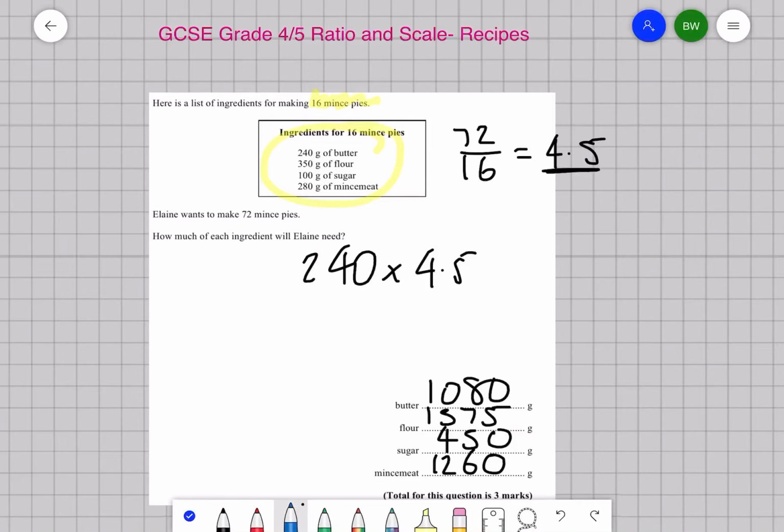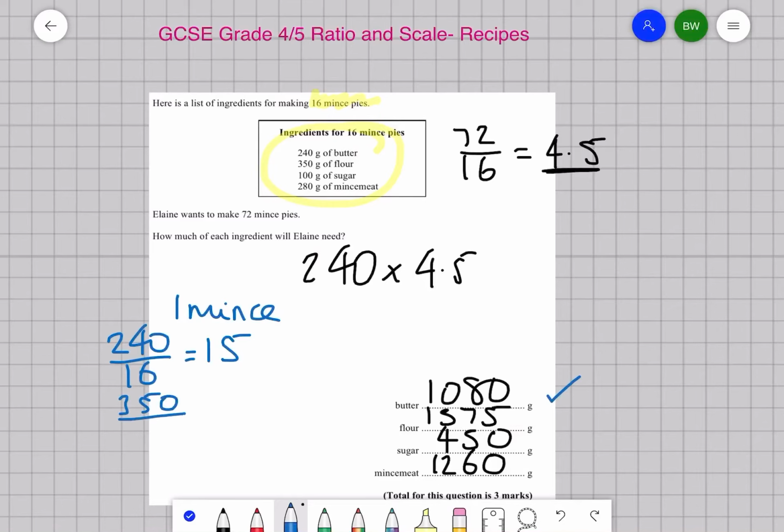Now another way that I could do that is to work out how much of each ingredient I would need for one mince pie. So I could divide each one by 16. So 240 divided by 16 is 15. And then scale it up. So 15 times 72 will get me 1080. And I'm going to do that to check.